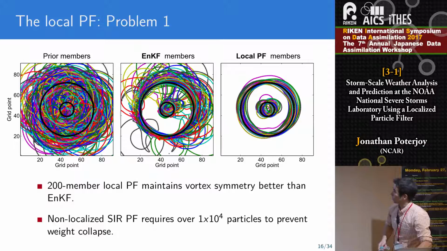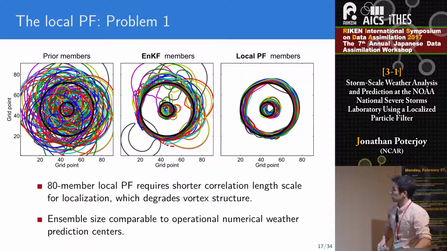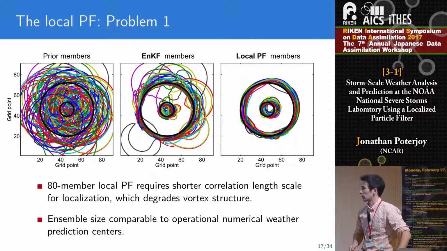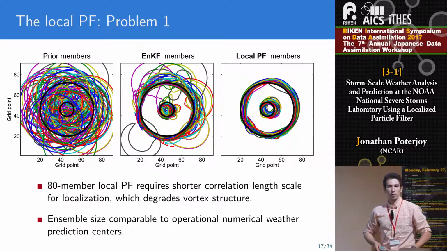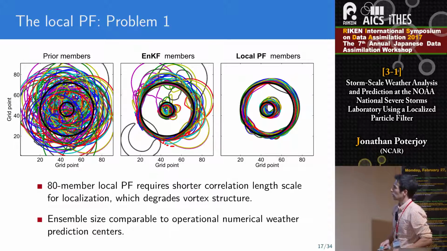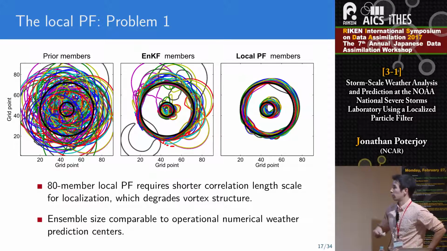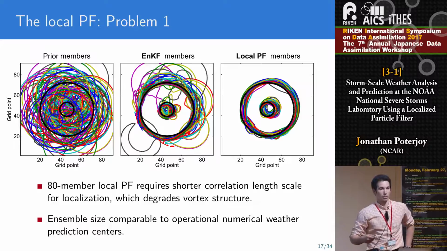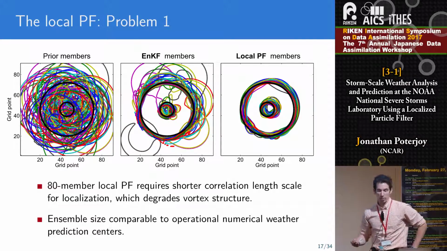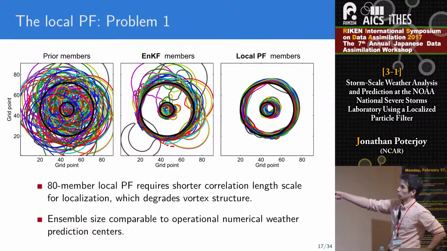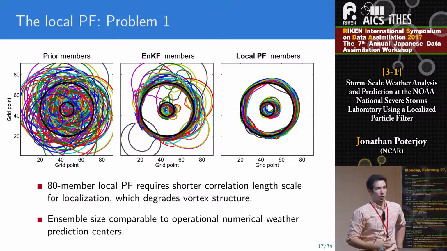And in order to see some of the negative consequences of the localization, what we can do is reduce the ensemble size down to 80, which is what the operational global ensemble is in the United States. And here we have to use a smaller localization radius for the local particle filter. And so you see more wiggles in each of these lines, showing that you're starting to break that balance, the dynamical constraint here that the vortices are axisymmetric. But you're still doing something that's more useful than the ensemble Kalman filter, even with 80 members.